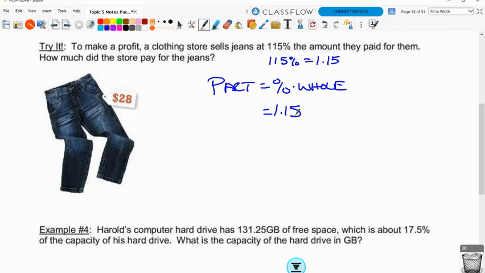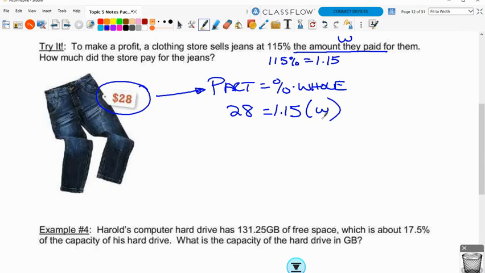Remember that we always find a percent of the whole, 115% of the amount they paid. In this case, we can see how much the store is selling the jeans for, but we don't know how much they actually paid for the jeans. So this amount that they paid, the whole value, is what we're looking for. The selling price, $28, therefore, is going to be the part. So 28 equals 1 and 15 hundredths times W, which was the price that the store paid. We need to figure out the value of W.